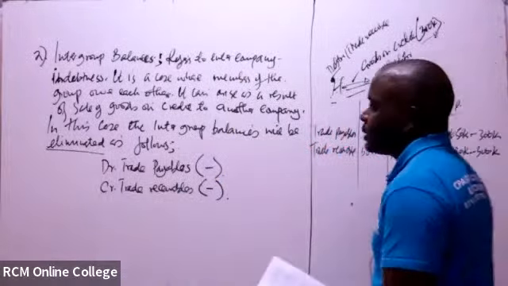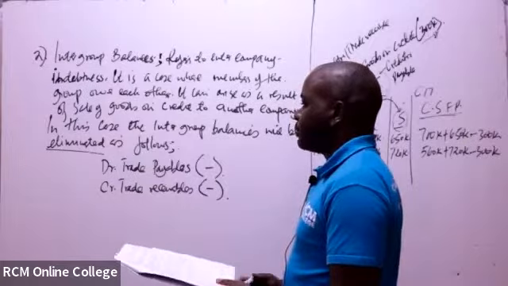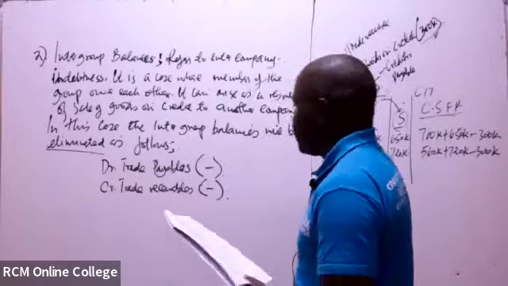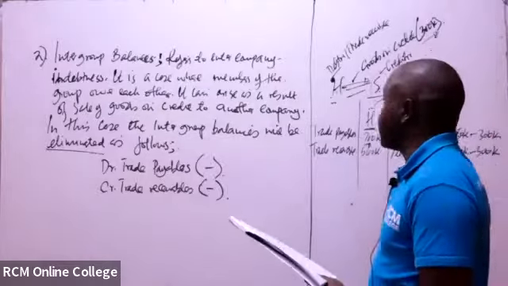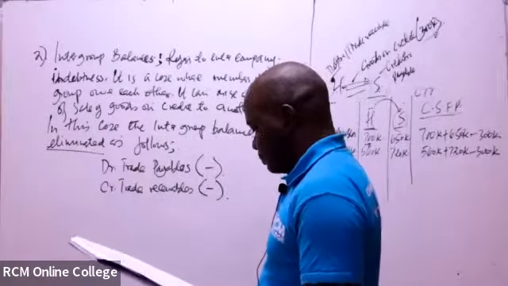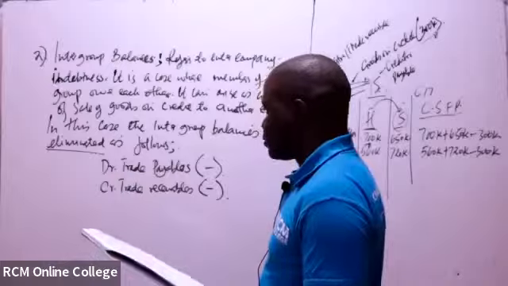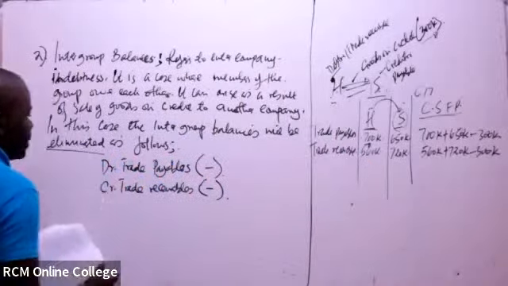The following entries will be passed in the books of accounts. So what will happen here?